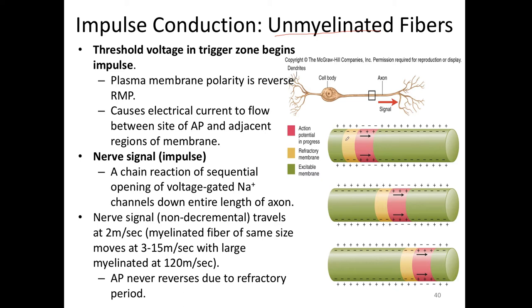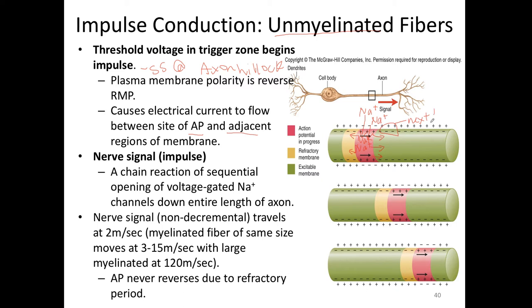Because of the way they are built, the action potentials that move down them happen at a slower rate. So here's how this works. Threshold voltage in the trigger zone begins the impulse, so that's -55 at the axon hillock. And the membrane polarity reverses resting membrane potential. That causes electrical current to flow between the site of the action potential and adjacent membranes. So let's say I'm letting a bunch of sodium in right here. What that means is in the red chunk of membrane, there's suddenly more sodium than normal. So that sodium is going to diffuse through the axoplasm to areas where there is less sodium. And that serves as the stimulus to excite the next chunk of membrane.